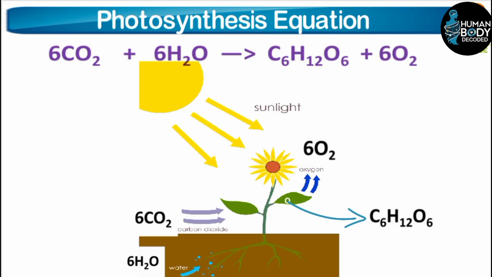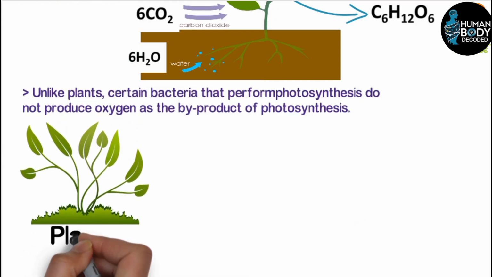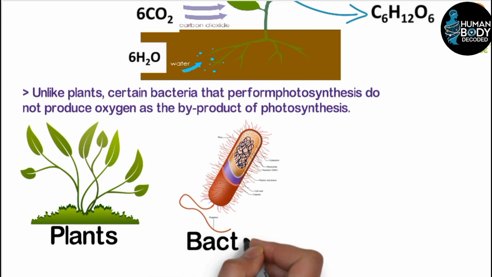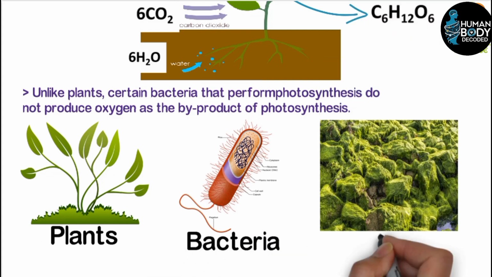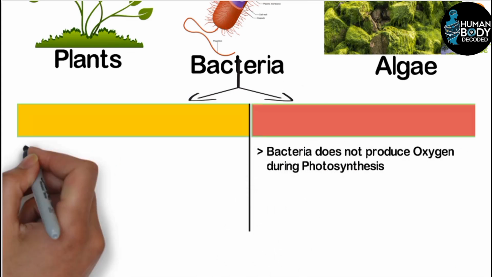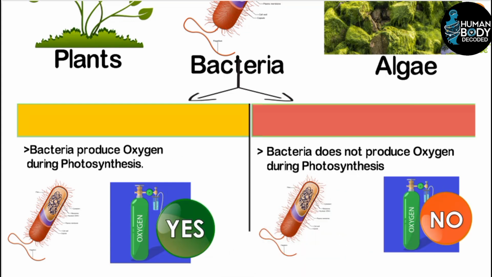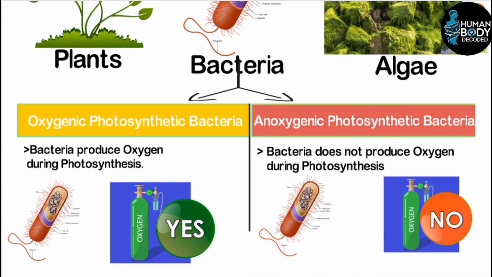It's important to note that photosynthesis is not exclusive to plants. Some bacteria and algae also perform photosynthesis. However, certain bacteria do not produce oxygen as a byproduct. Bacteria that do not produce oxygen are called anoxygenic photosynthetic bacteria. Bacteria that release oxygen are called oxidic photosynthetic bacteria.